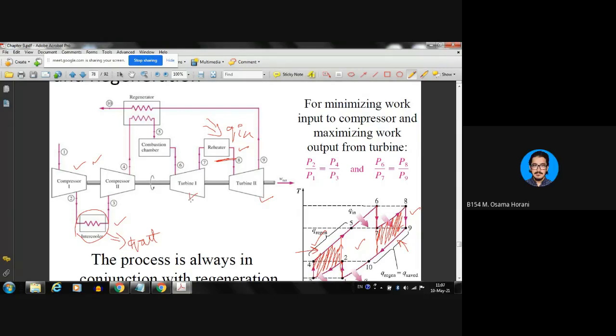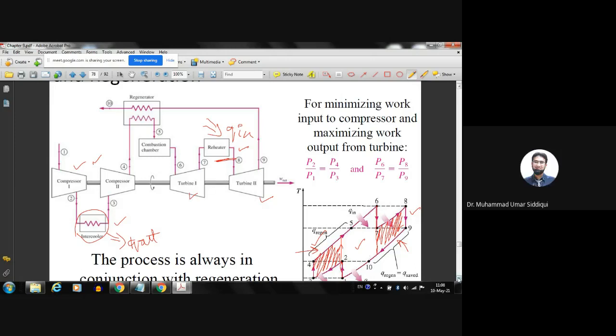Yes, sir. Could you explain this statement? The process is always in conjunction with regeneration. What does it mean in regards to this? The process is? The statement that's written down there: the process is always in conjunction with regeneration.